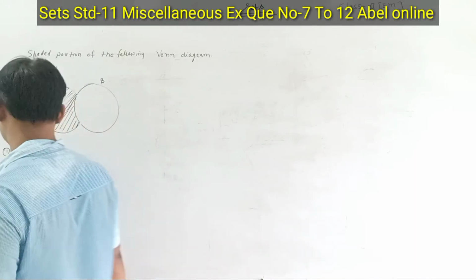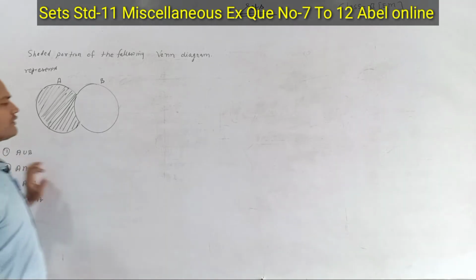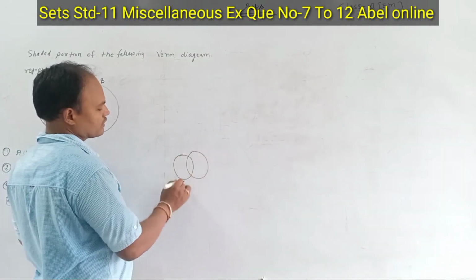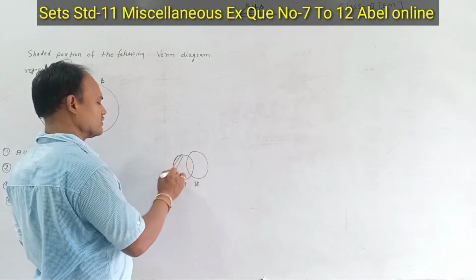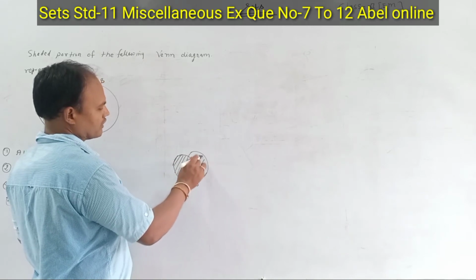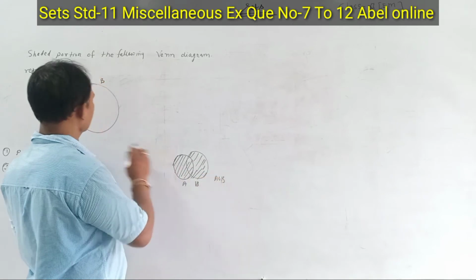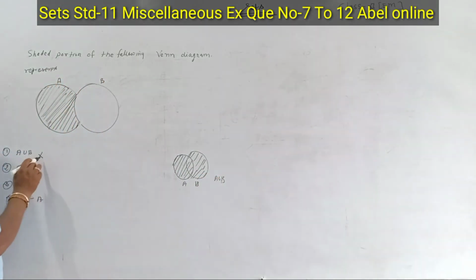The question is A union B. We have to find A union B. When we are going to find A union B, always remember that A union B means all the elements of A and B are included. So this is A union B. Is it like this? No. So it is not the answer.